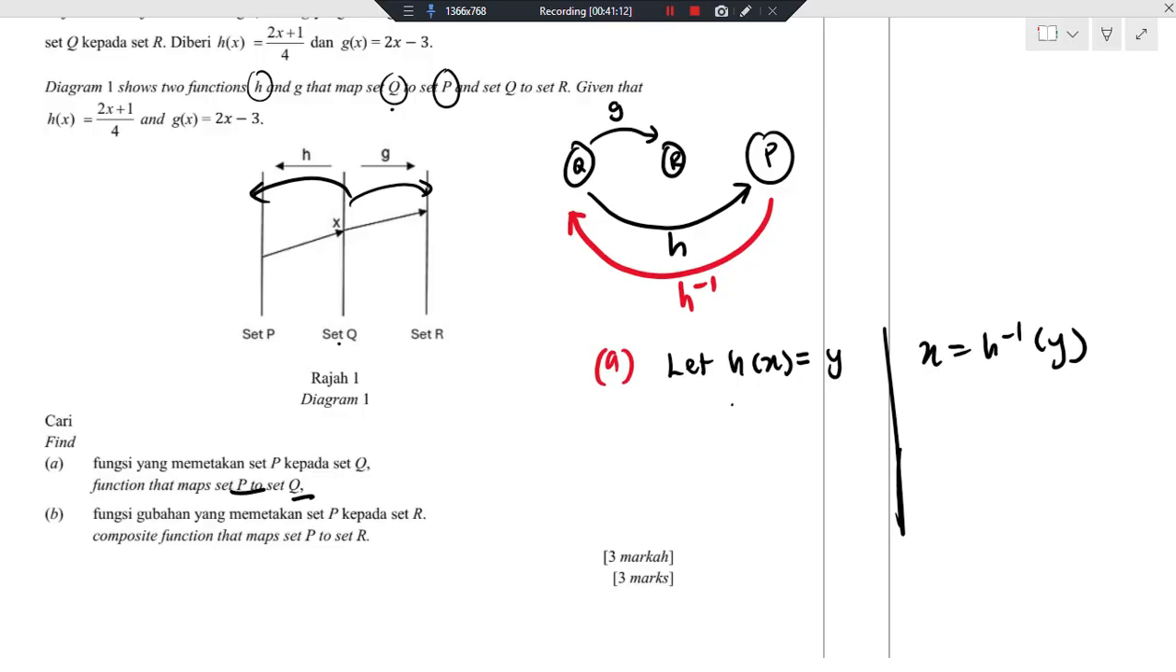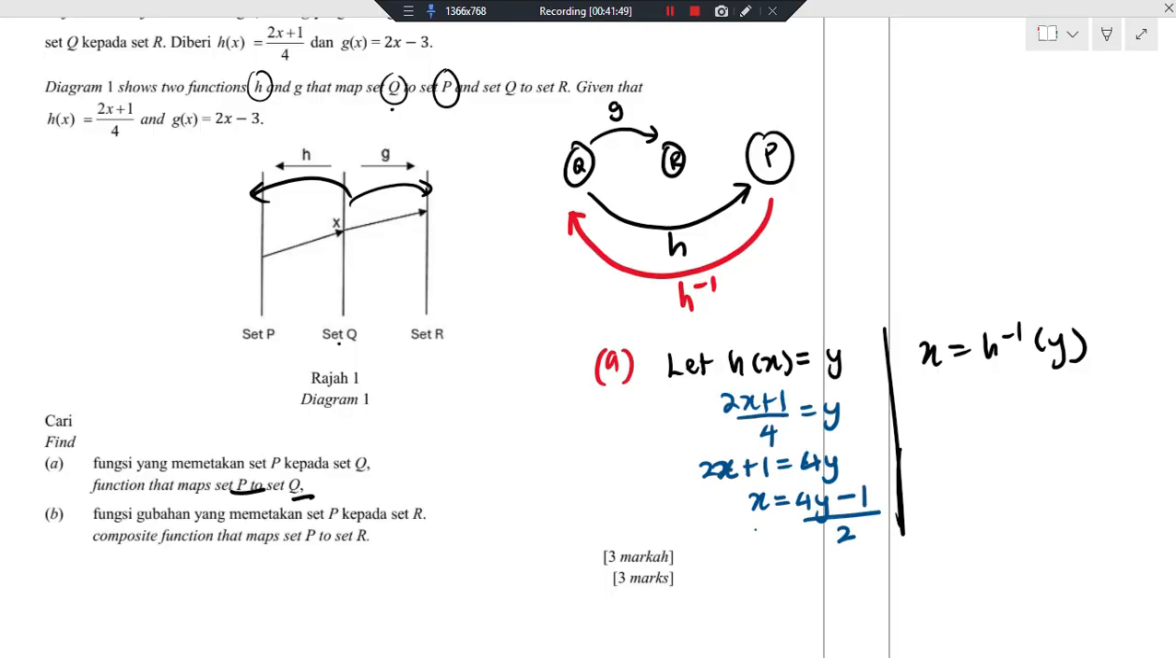Hx is 2x plus 1 over 4 equals to y. Sekarang you kena jadikan x dia subjek. So 2x plus 1 is equals to 4y. X is equals to 4y. Kita minus 1 dulu, betul tak? Baru divide 2. So h inverse y is 4y minus 1 over 2. H inverse x adalah 4x minus 1 over 2.